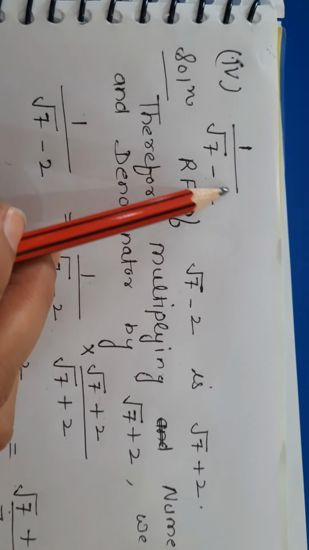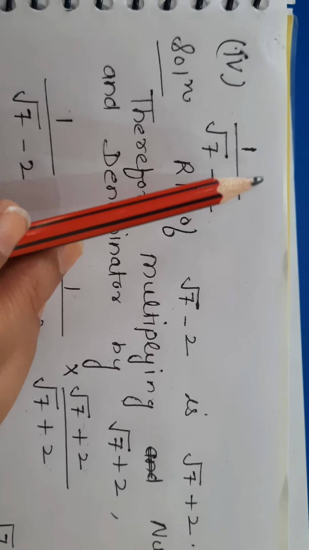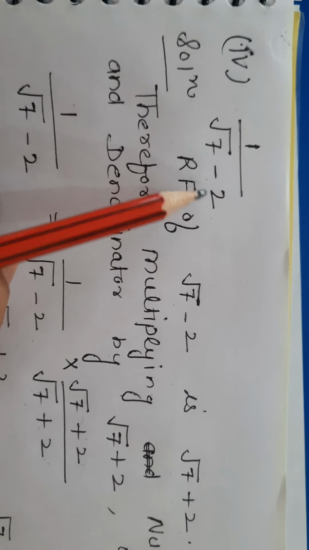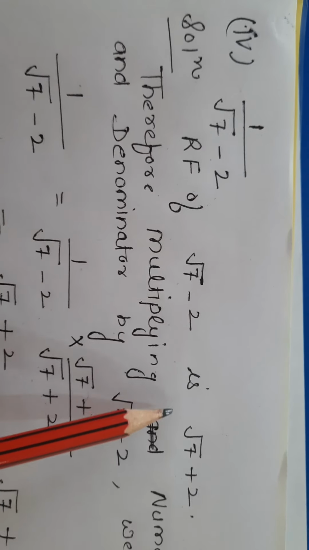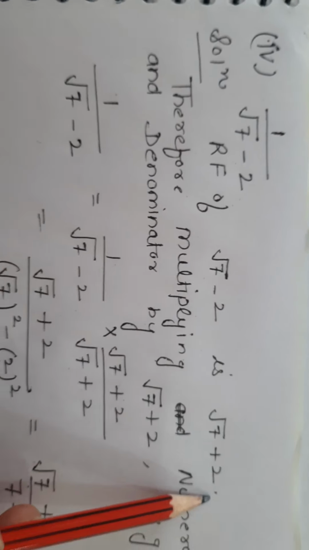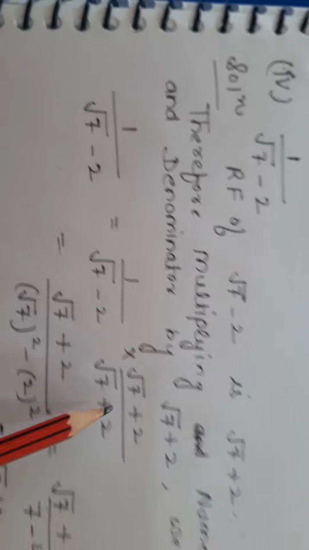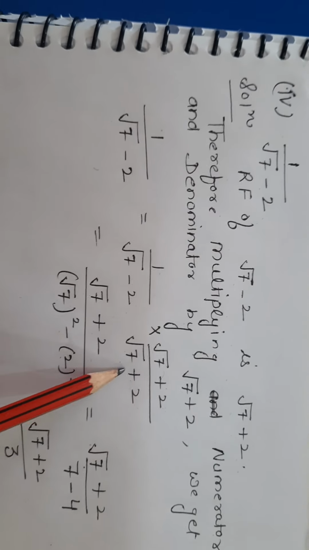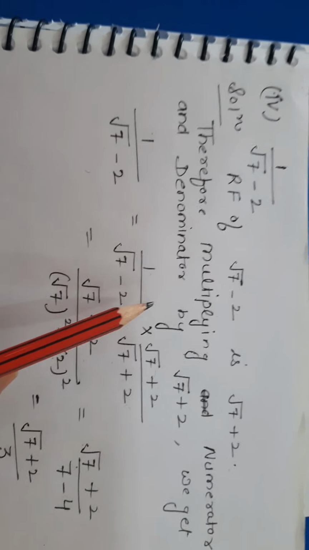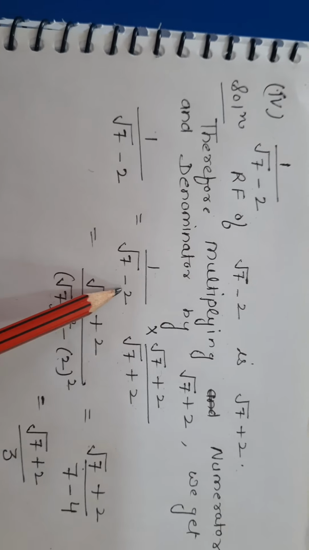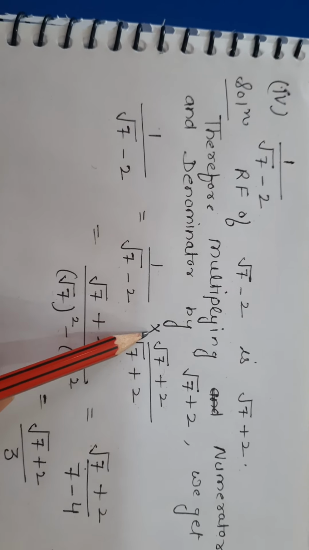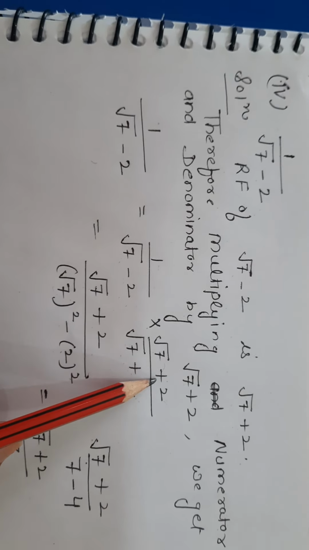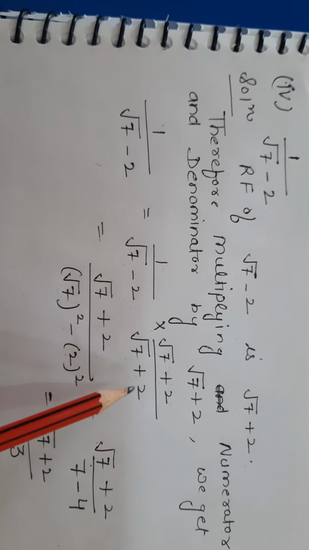Fourth part, rationalize the denominator. 1 upon square root of 7 minus 2. Now its rationalizing factor is square root of 7 plus 2. So again write your statement: multiply numerator and denominator by its rationalizing factor. So this is 1 upon square root of 7 minus 2, multiplied by square root of 7 plus 2 divided by square root of 7 plus 2.